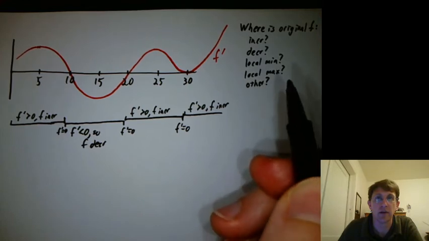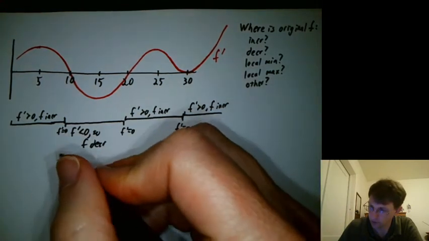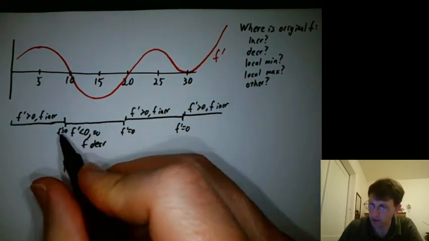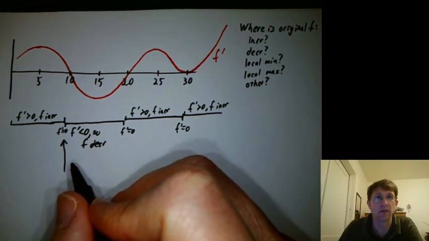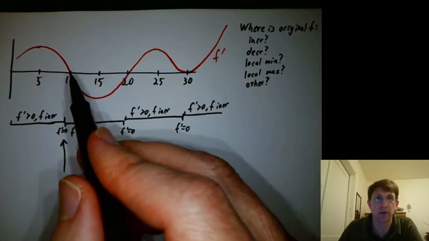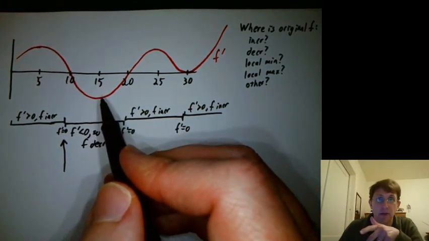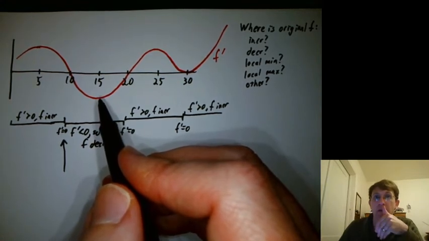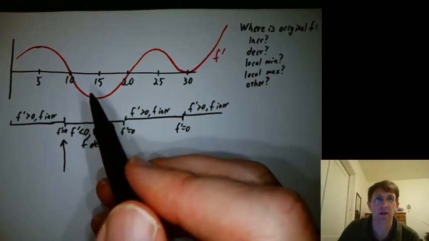Now let's think about where the original f has local mins and local maxes. So what about this spot right here? That's where f prime equals 0. That's a critical point, right? And can we say that's a local min or local max? Now, some people would say, well, this is a local max, and that's a local min. Those are local mins and maxes of f prime, but we're asking about the original f. There's a problem like this on the homework that gives lots of people a bunch of trouble, so it's worth trying to figure it out now.